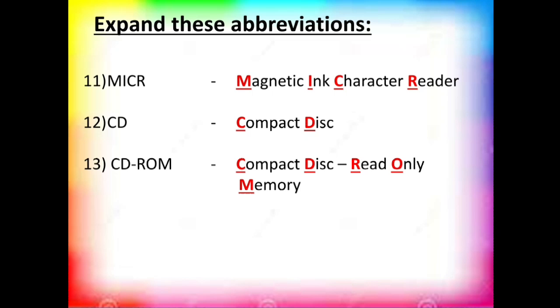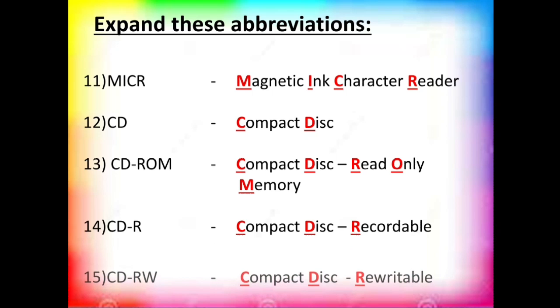So ROM means read only memory. So C refers compact, D refers disk, ROM already you know, read only memory. The next one is CDR. Here CD the same, compact disc. Here R refers recordable.